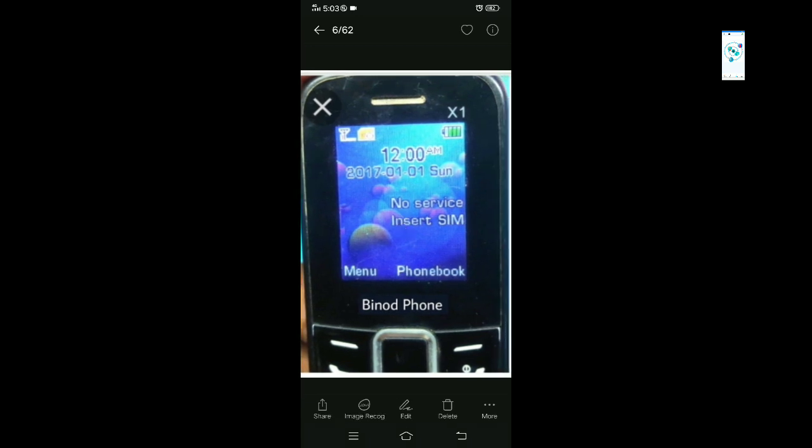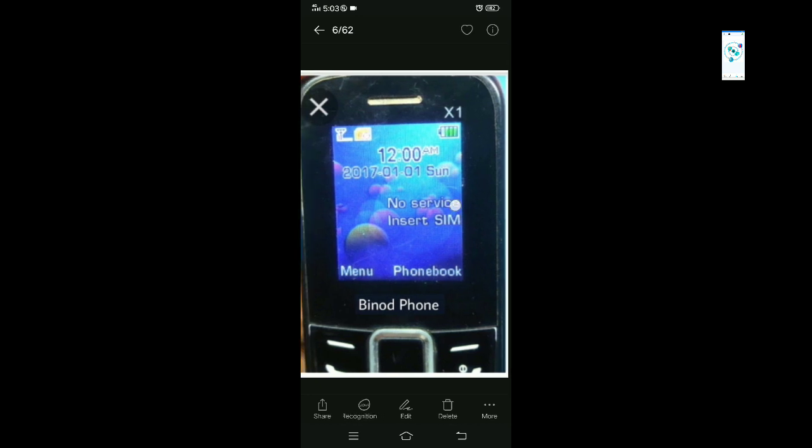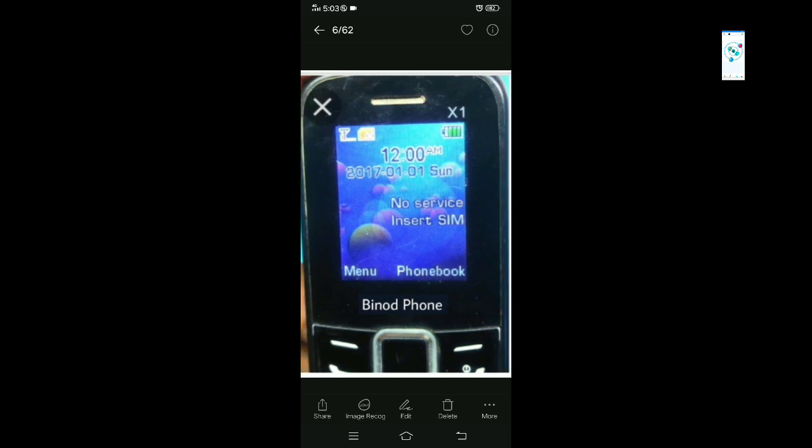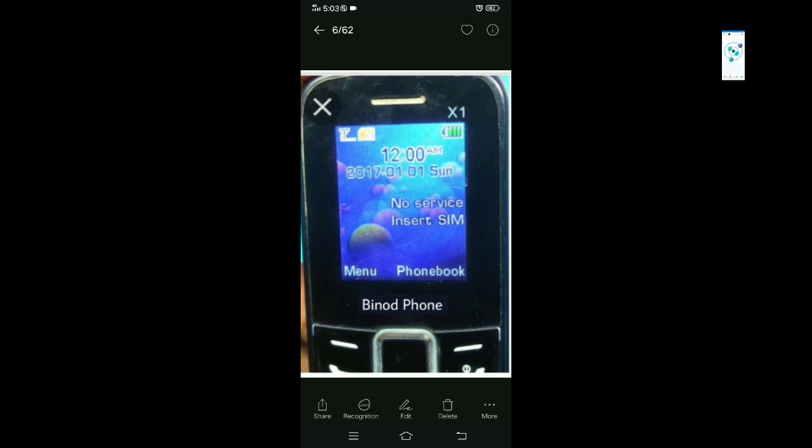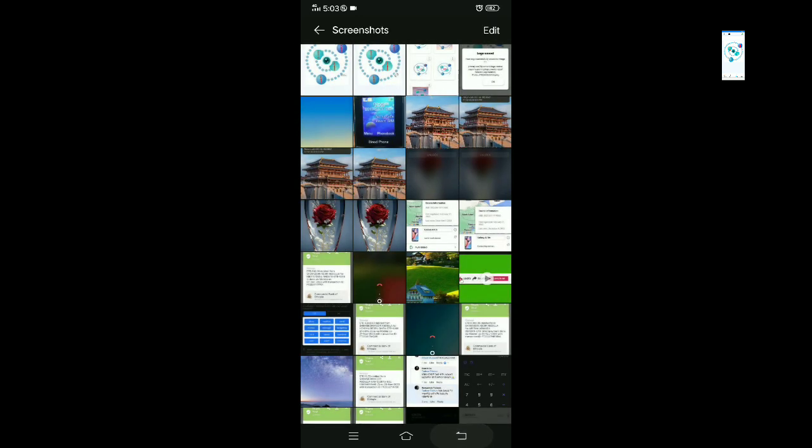Here is this phone saying no service. The SIM card is inserted, but it says no service and there is no signal here. So if we have a problem like this, we will change the network IC only. If we change it, the problem will be fixed totally. So our video about the network issue is this.